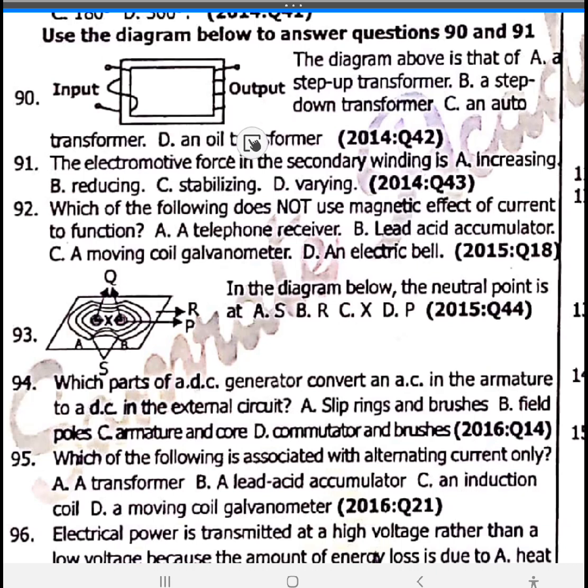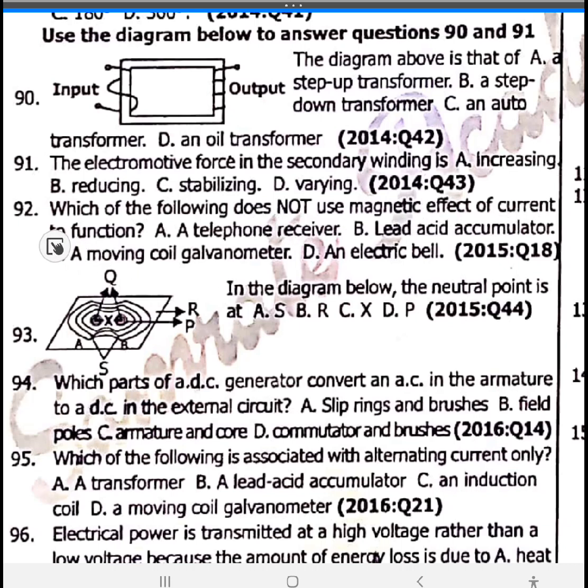Anytime with this line, see the lines 1, 2, 3, 4. Anytime the output passes the input, it's called step up. Whenever the input passes the output, it's called step down. The electromotive force in the secondary windings is to do what? It is increasing. The electromotive force is increasing.